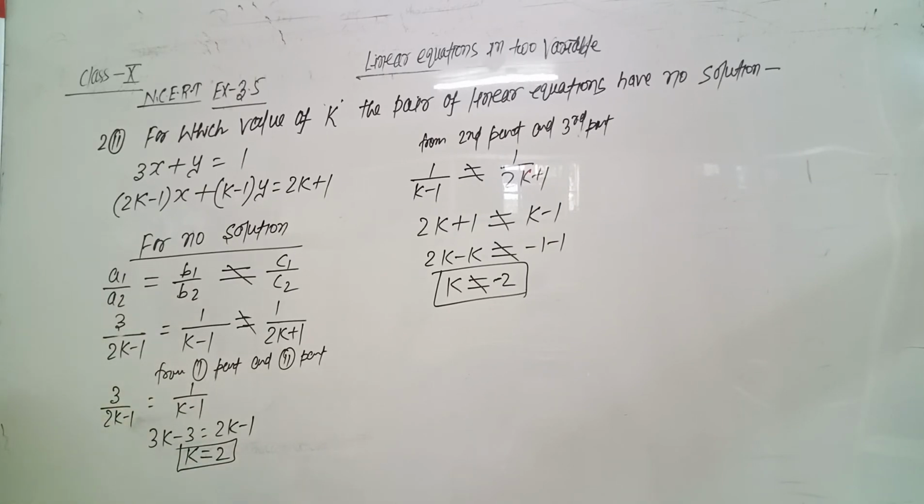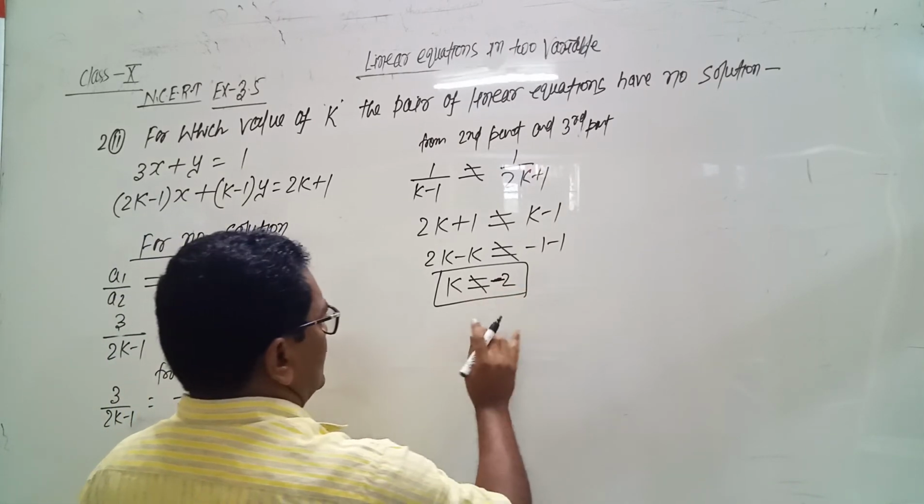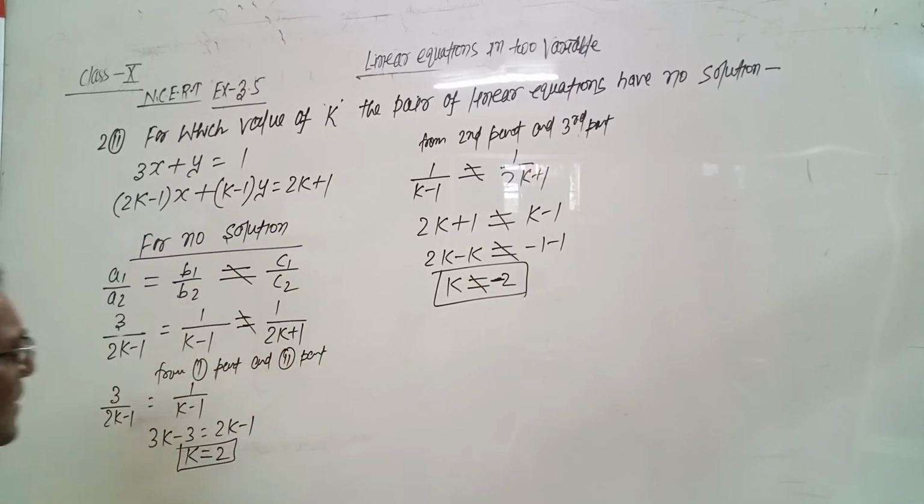So for k equals to 2, the pair of linear equation have no solutions, and for k equals to minus 2, it has also no solution. So the result is k equals to 2 and k equals to minus 2.